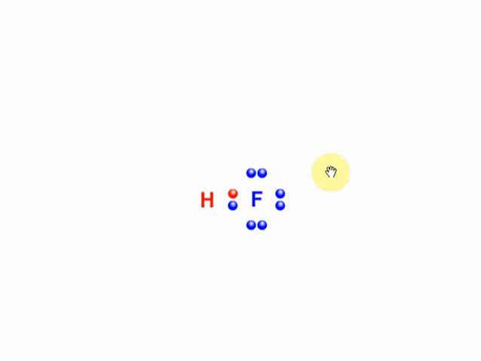The next example is of hydrogen fluoride. This is the Lewis structure of hydrogen fluoride. Fluorine has 7 valence electrons and hydrogen has 1 electron. So in order to complete fluorine's octet and hydrogen's duplet, hydrogen and fluorine will share 1 electron each. So now fluorine has 8 electrons surrounding it and hydrogen has 2 electrons.